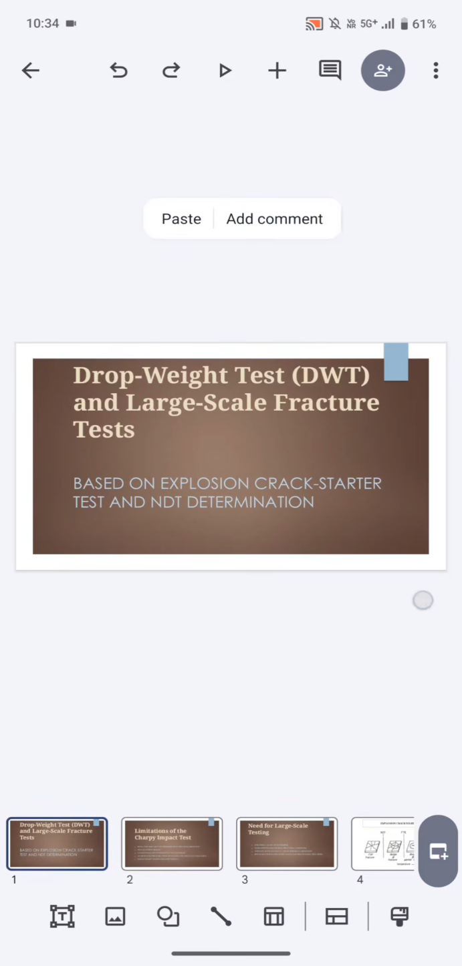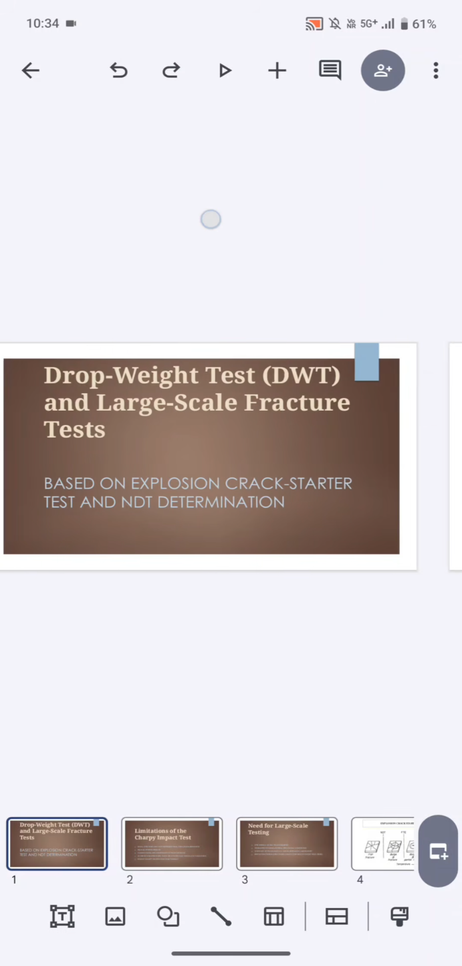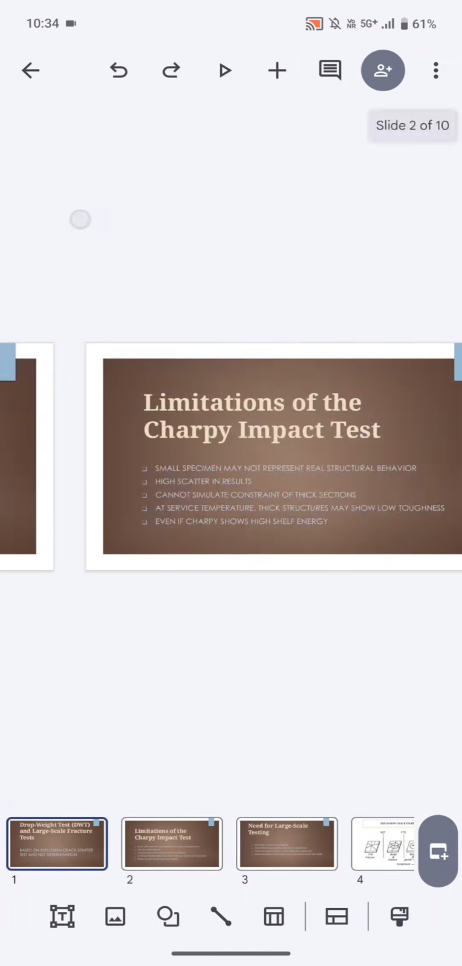Now we go into the topic drop weight test, DWT, and the large scale fracture test based on the explosion crack starter test and NDT determination. Now we move to the next slide.